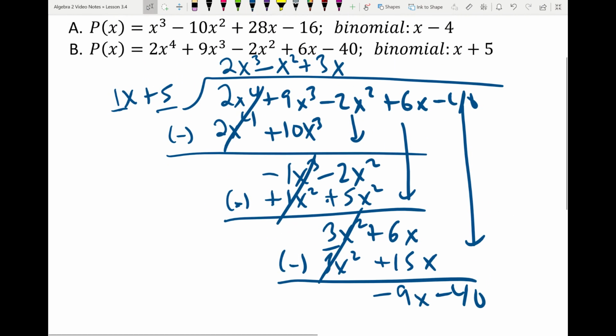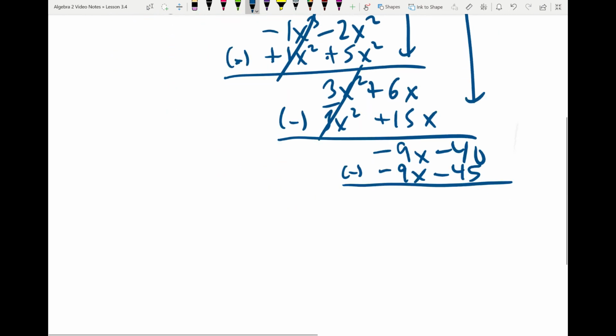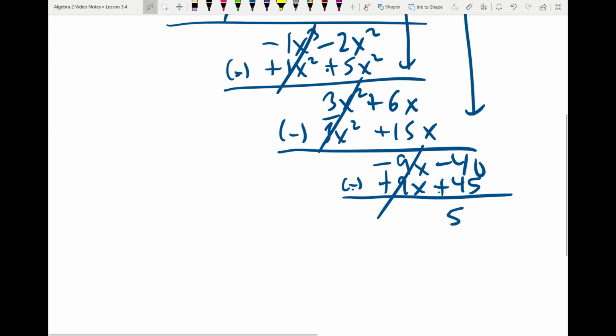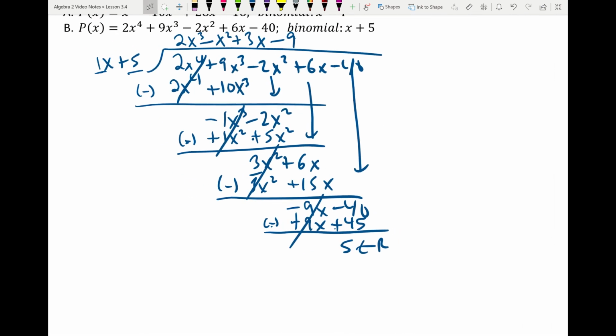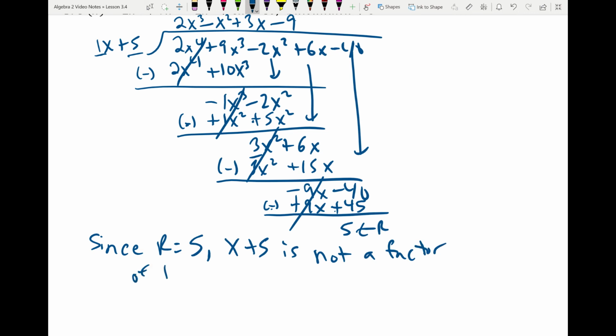Okay, so 1 goes into negative 9, negative 9 times. So negative 9 times x is negative 9x. Negative 9 times 5 is negative 45. Subtract those two. So 2 negatives is positive, that's 0. 2 negatives here, positive. Negative 40 plus 45 is 5. So we got a remainder of 5. So since the remainder is equal to 5, this means that x plus 5 is not a factor of p of x.